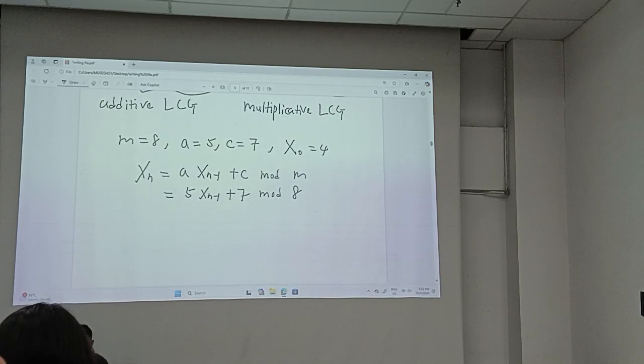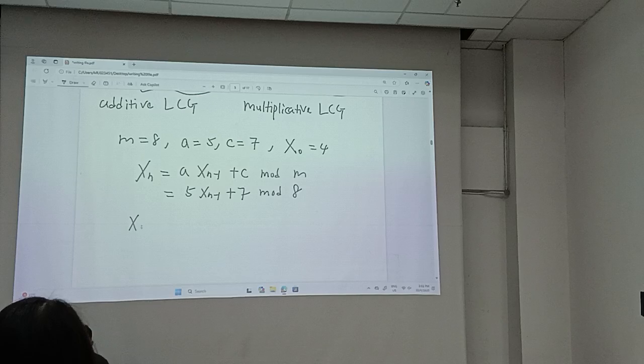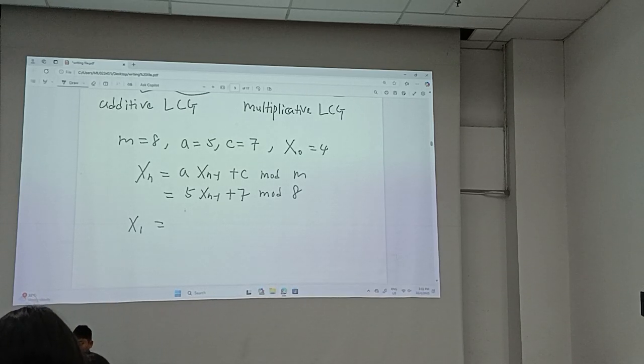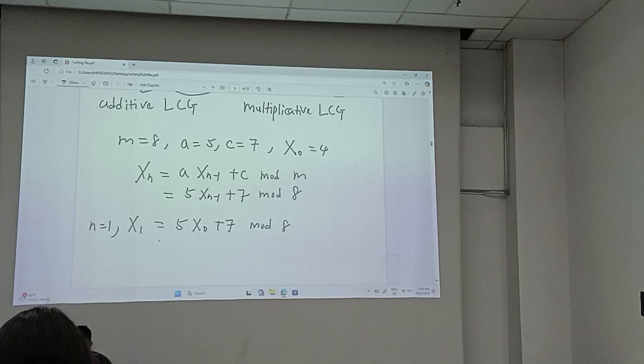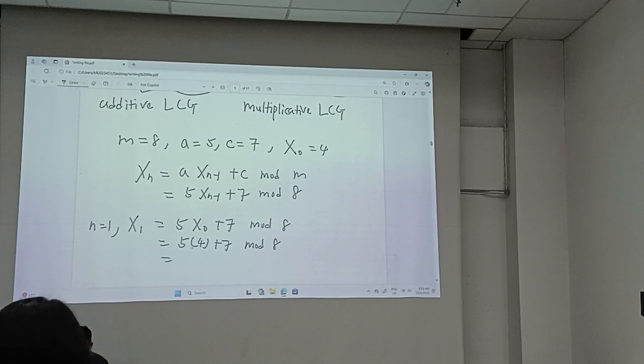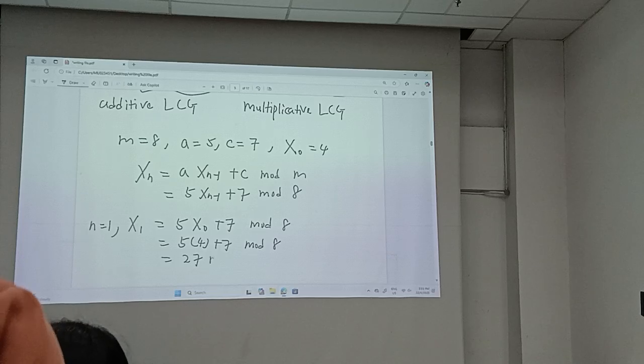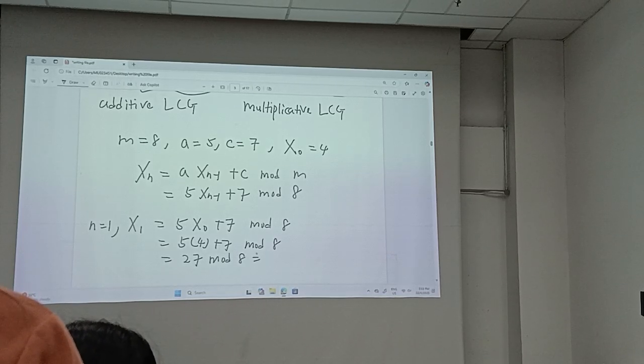Let's start with the first random number, S1. So n equals 1, the first random number. So 1 minus 1 here gives S0. S0, the initial value, equals 4. So that equals 27. 27 divided by 8, what is the remainder? 3, right?